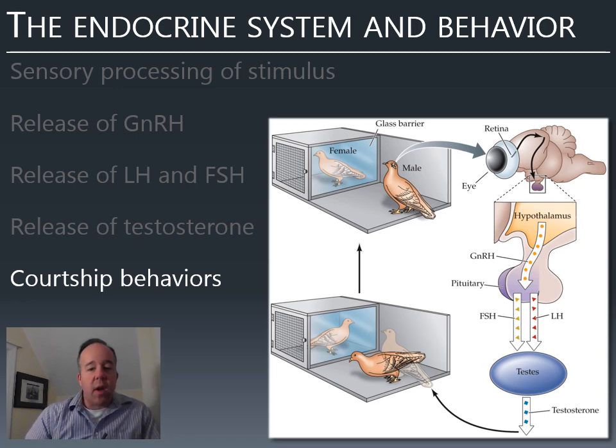And then if the female is receptive, if the female responds again, she can respond to that courtship behavior with courtship behavior of her own. Well, that's a new stimulus. And so you have a new stimulus processed by the brain causing a new wave of hormone release. We're about to talk about sexual behavior more specifically, but that is how the nervous system, the endocrine system, and behavior all interact in this very particular case.